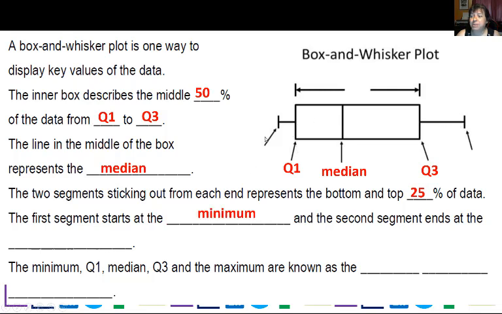The first segment is going to start at the minimum, and then it should end at the maximum. Now, these 5 numbers on this box, there's your max, 1, 2, 3, 4, 5. These 5 numbers, which you need to construct a basic box and whisker plot, is known as the 5-number summary.